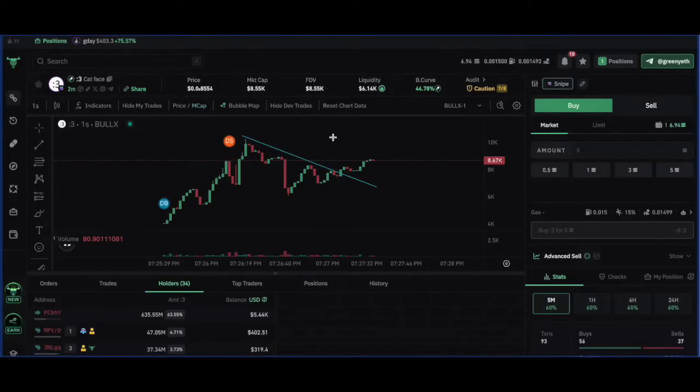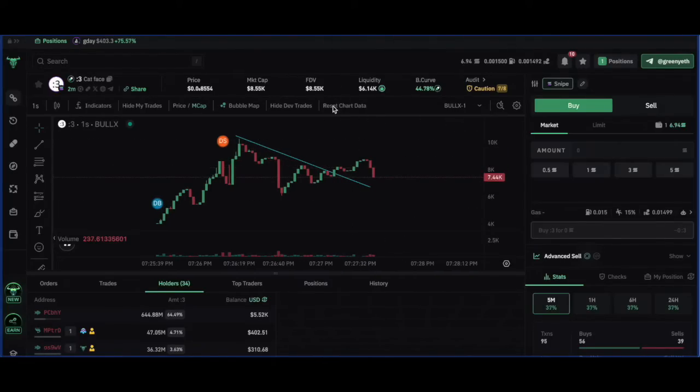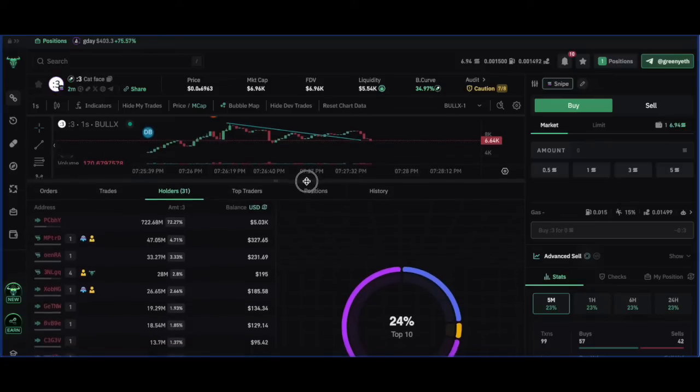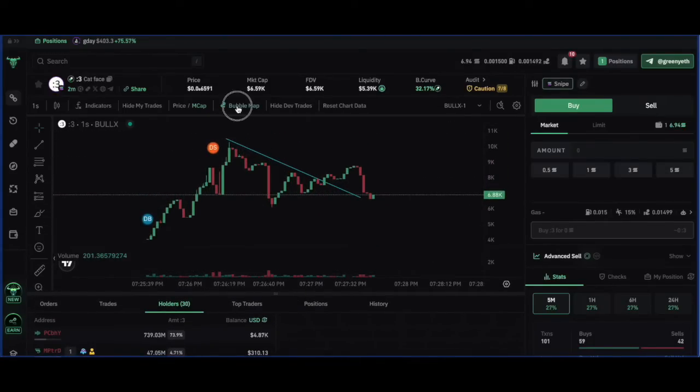We come back here, this chart looks okay. I might have bought that if I wasn't obviously educating right now. But again, it's super risky. You'd have to keep an eye on top holders. So you come to Bubblemaps, you take a quick look to see what the percentages are.